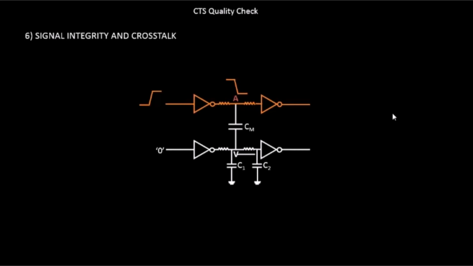Hello everyone. In this video, let us look into one more problem of crosstalk coupling capacitance. For example, the input of the victim driver is held at constant logic 0. As a result, the output of the inverter will be held at constant logic 1.